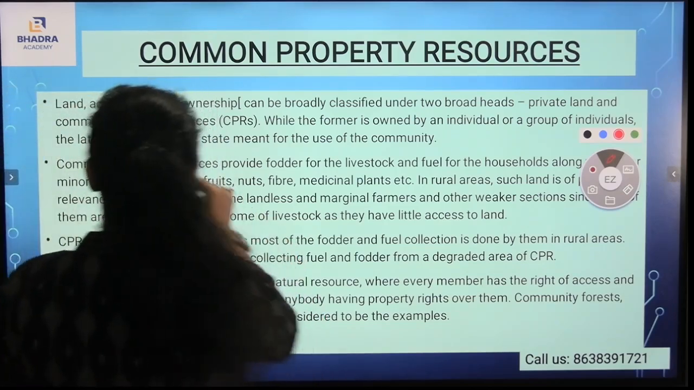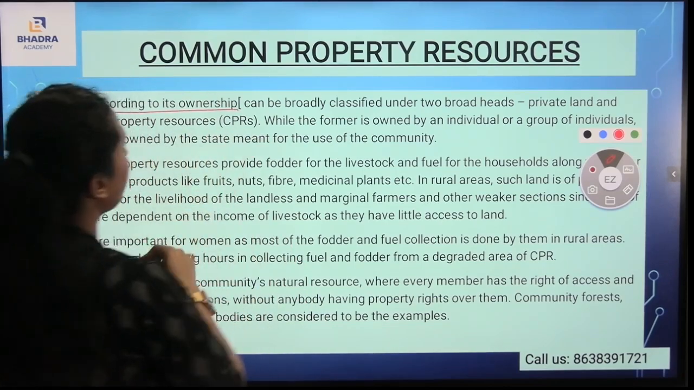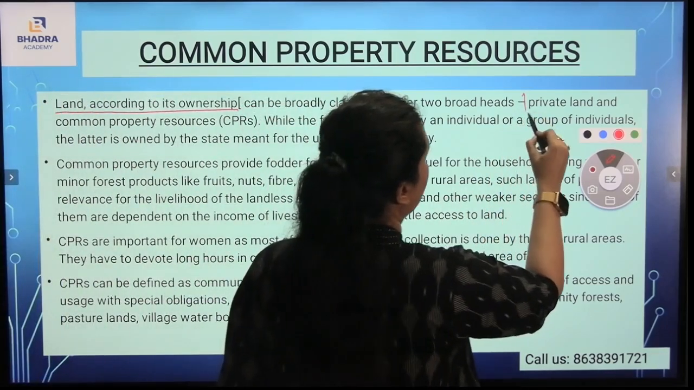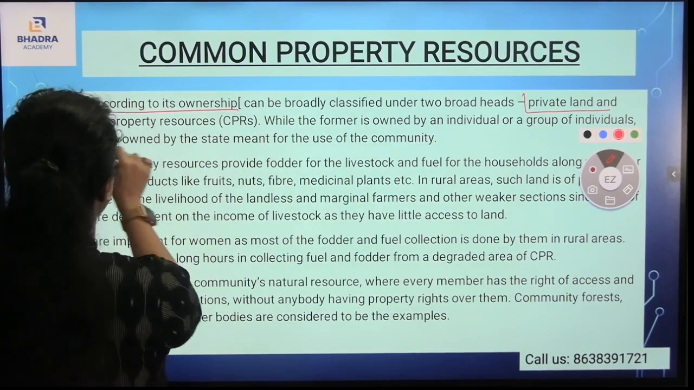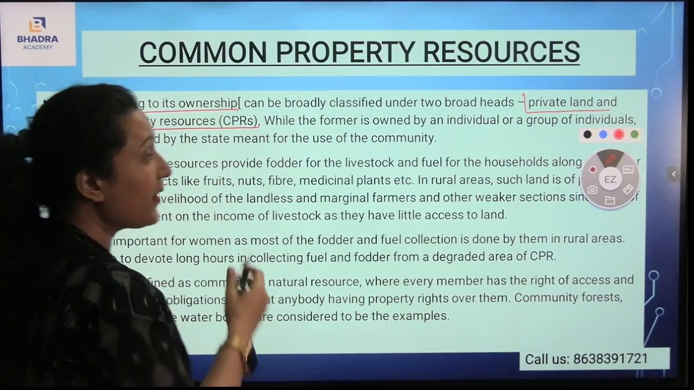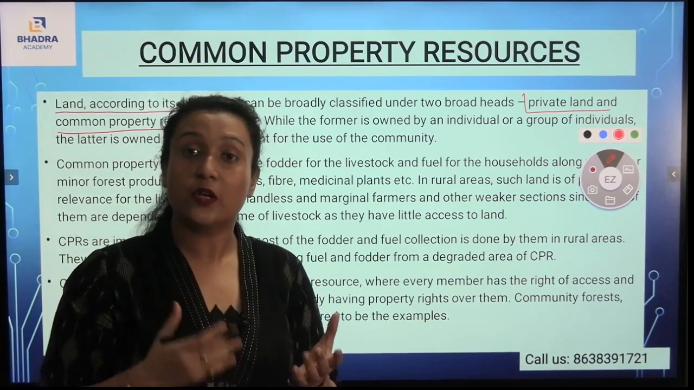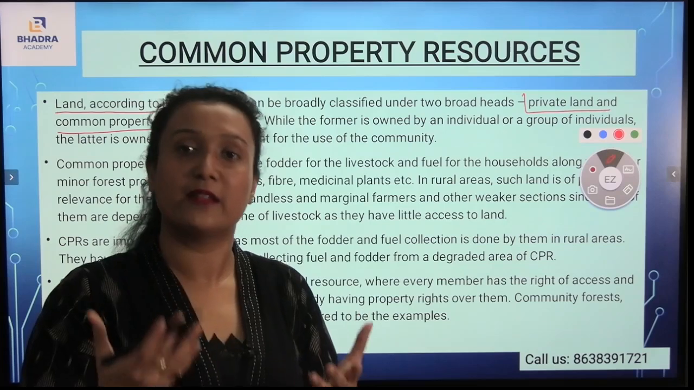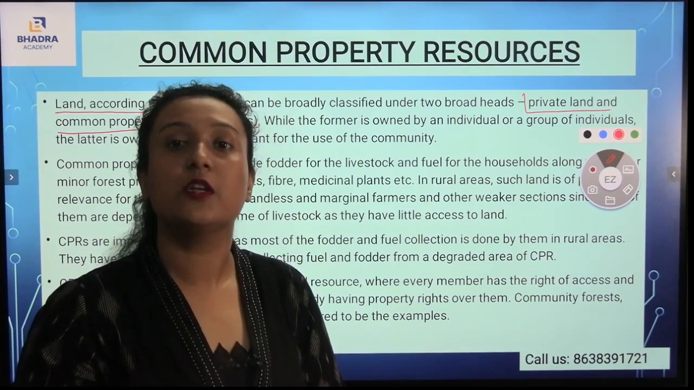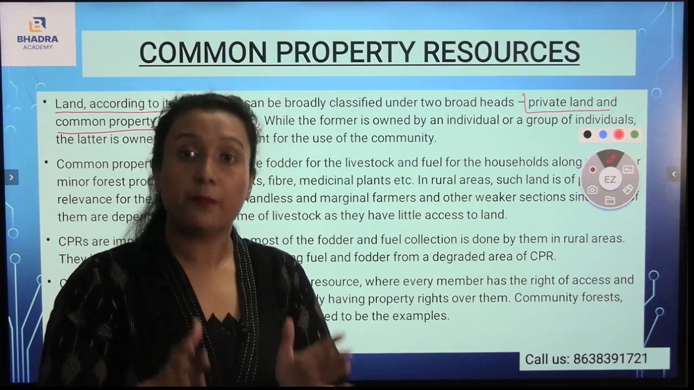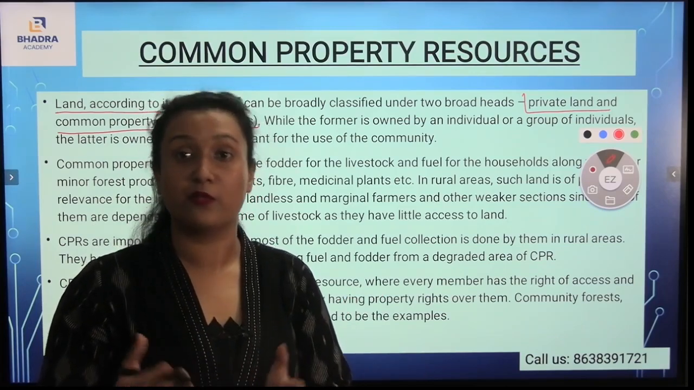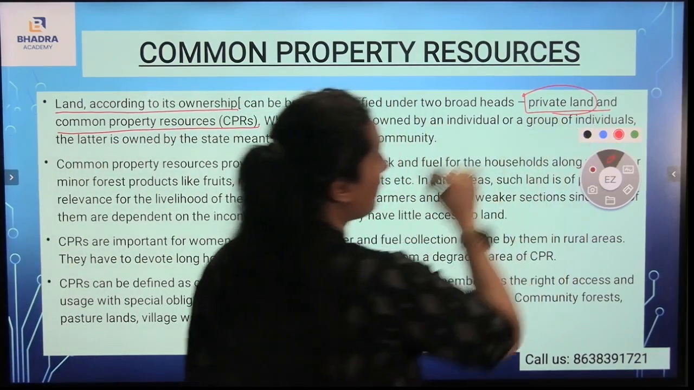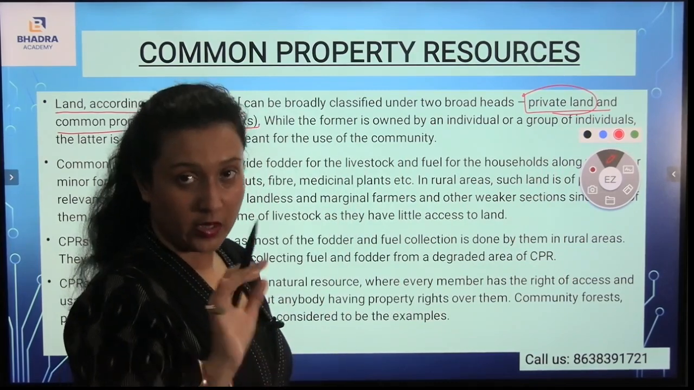Here you see land. Now land has been divided according to its ownership. How is land divided according to its ownership? First comes the private land, and second comes the common property resources. The private land is owned by an individual or a group of individuals. Common property resources are owned by the society itself or by the community of the society itself. I hope this is clear.